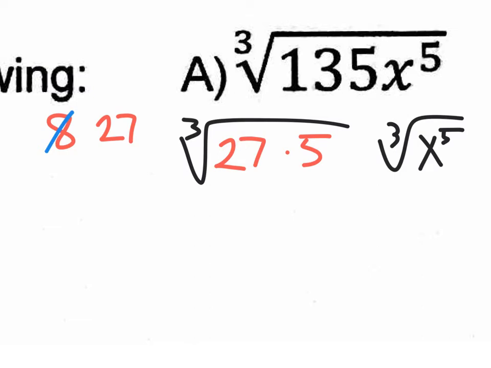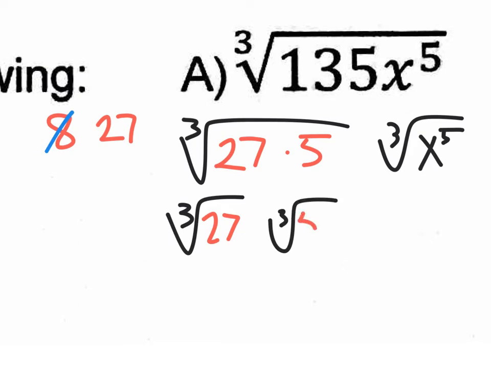And now we're going to split the third root. So we're going to have the third root of 27, and we also have the third root of 5. Okay, and the third root of 27 is the nice, beautiful number 3, no more root. And the third root of 5, we're going to have to leave it, the third root of 5. Okay, now what about this other guy over here, the third root of x to the fifth?